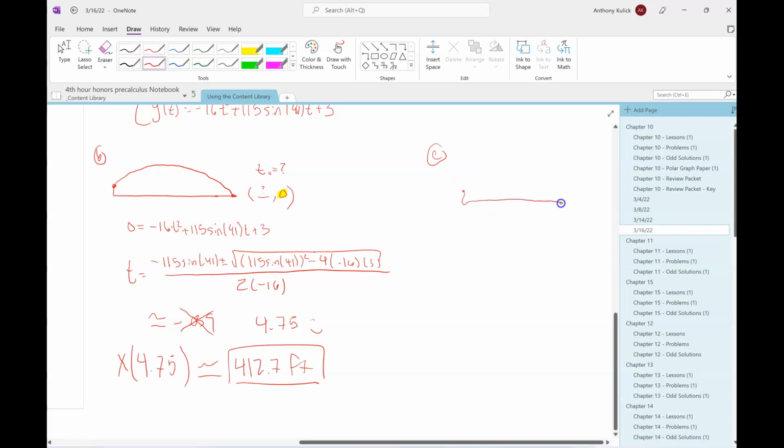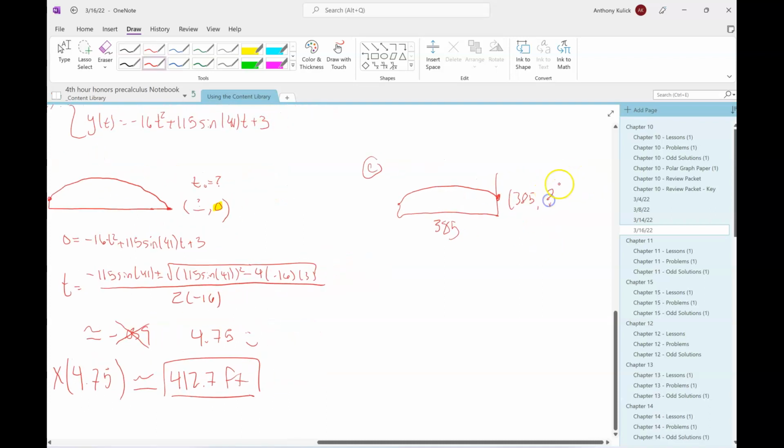Drawing a picture, kind of the same situation, except we have a fence here. The difference here is that we know that fence is 385 feet away, so we know the x coordinate this time, but we don't know the y coordinate. So again, we want to find the t then when x is 385. So we'll just plug 385 in for x. And that's actually easier to deal with because that's a linear equation instead of a quadratic, so the solving's considerably simpler.